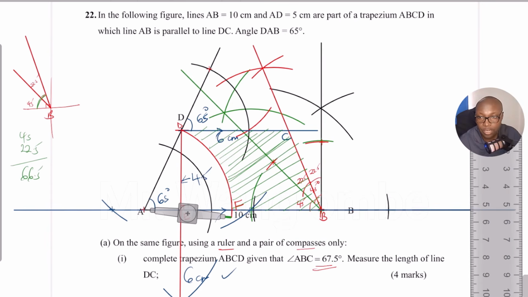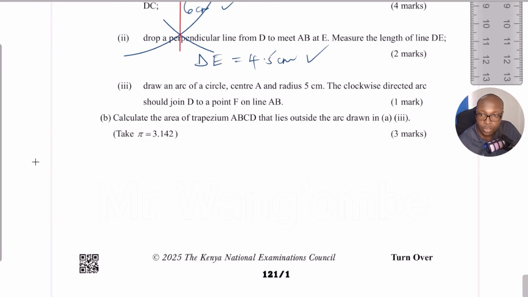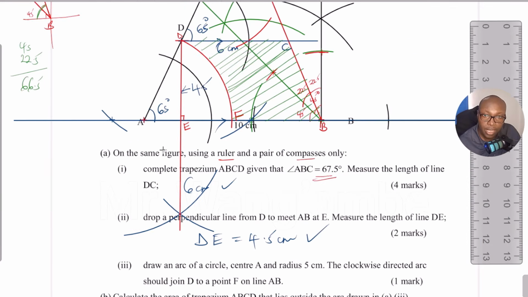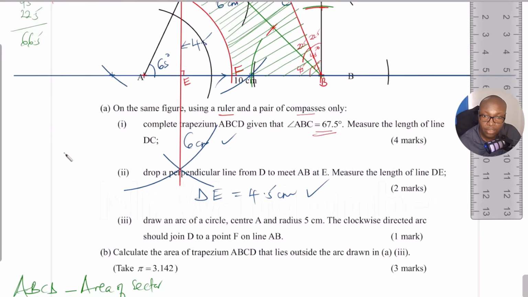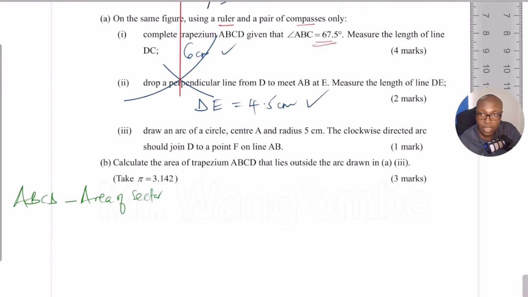So how do we get that area? To calculate the area of that shaded part, the one that is outside that arc, we will need to get the area of the trapezium ABCD. Then we subtract the area of the sector ADF. So I'll write it here: the area of trapezium ABCD minus the area of sector ADF. That is when we remain with that.